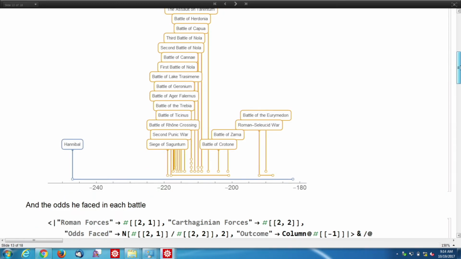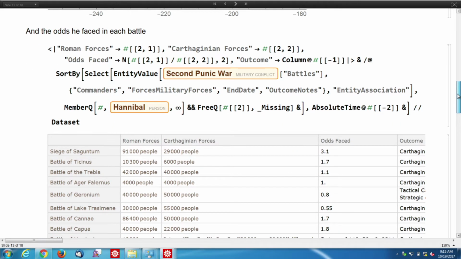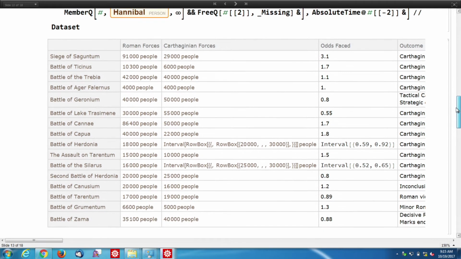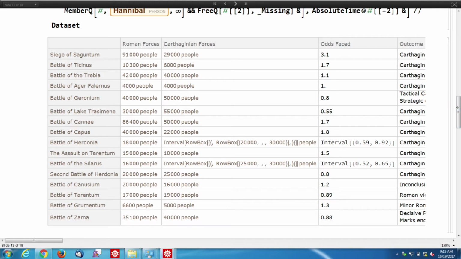Here, for instance, we can see all the battles that Hannibal was involved in. Here is his timeline and the battles he participated in, from the Siege of Saguntum to, well, the final wars. We can see here, for instance, the battles he faced.